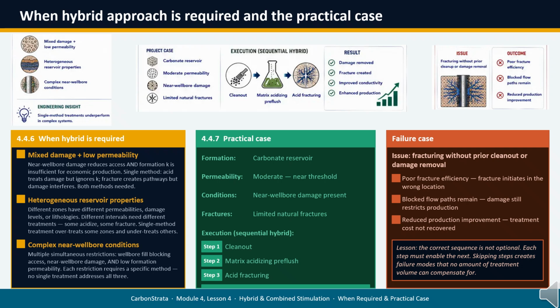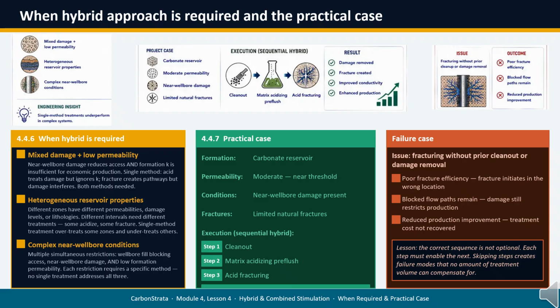Now move to the practical case. Carbonate reservoir. Moderate permeability. Damage exists. Fracturing is required. So the sequence is shown. Cleanout. Then acidizing. Then fracturing.